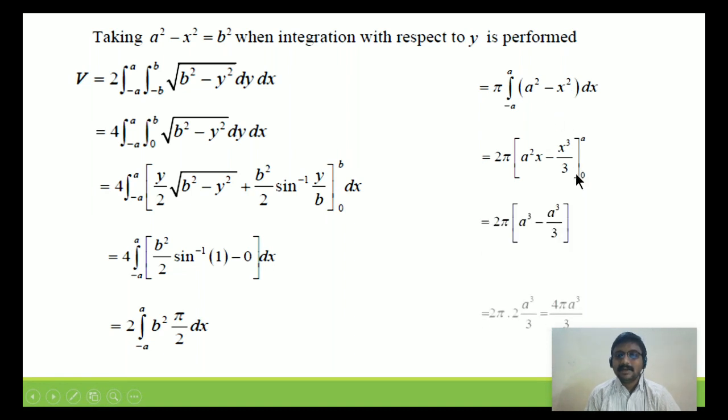Substituting the upper limit and lower limit and taking the LCM as 3, 3a cube minus a cube is 2a cube by 3. So clearly 4 pi a cube by 3. It is the required volume of the sphere having radius a units. The required volume is 4 by 3 pi a cube cubic units.